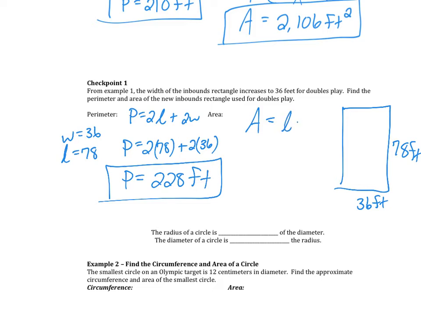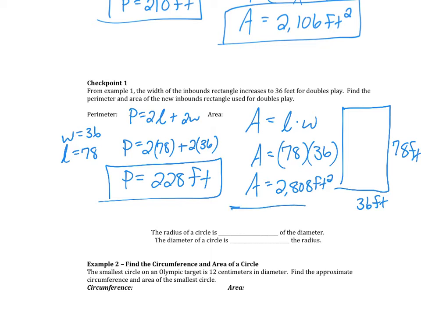The area for a rectangle is still length times width. So the area is 78 times 36. So the area of this one is 2,808 feet squared. 2,808. I don't know why that disappeared.